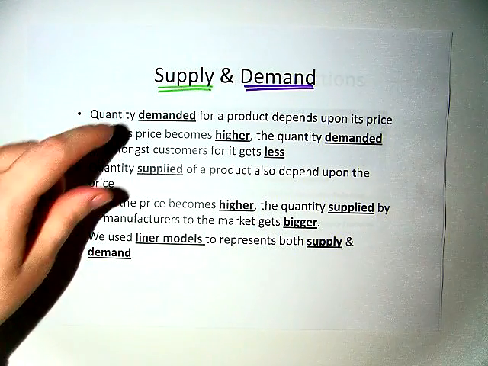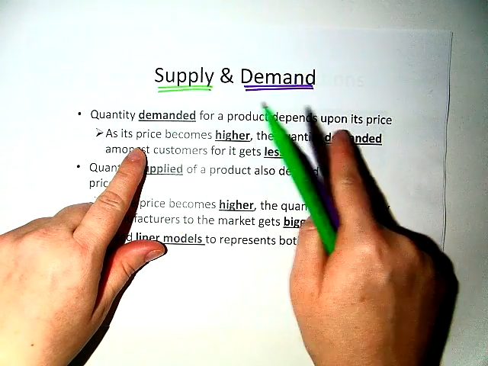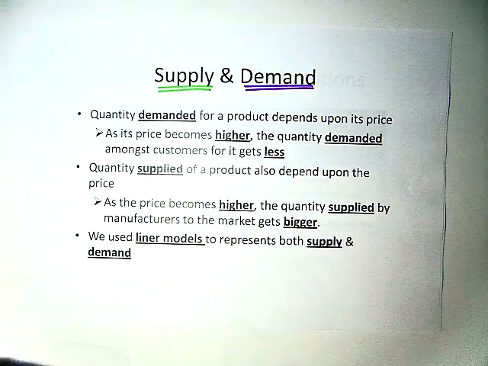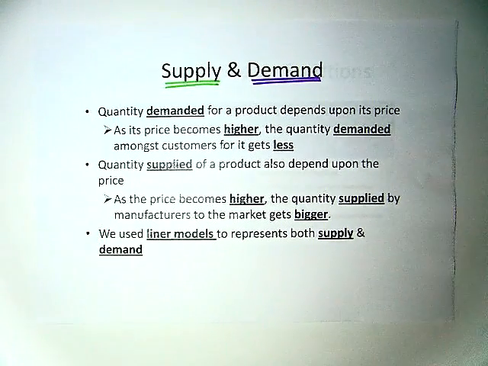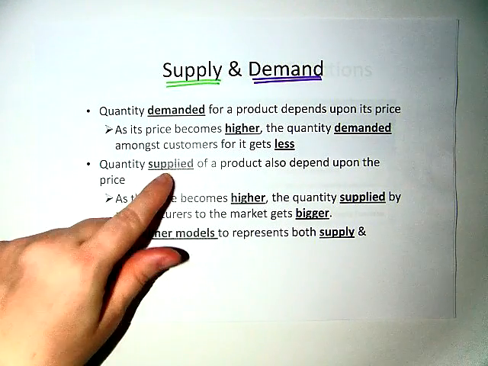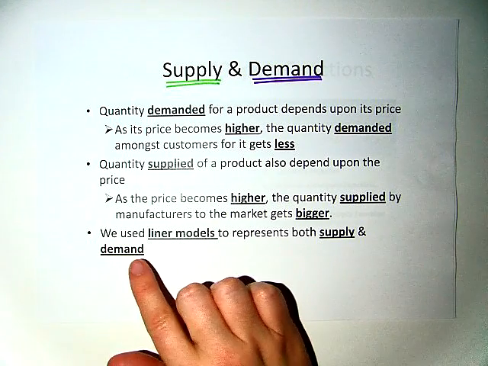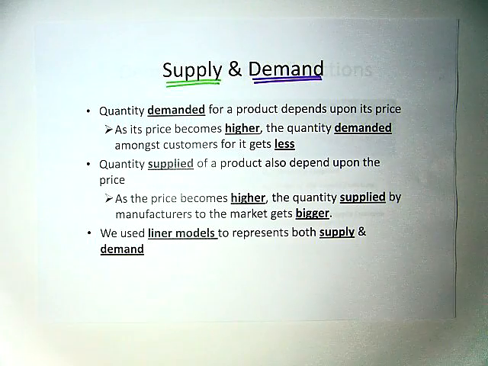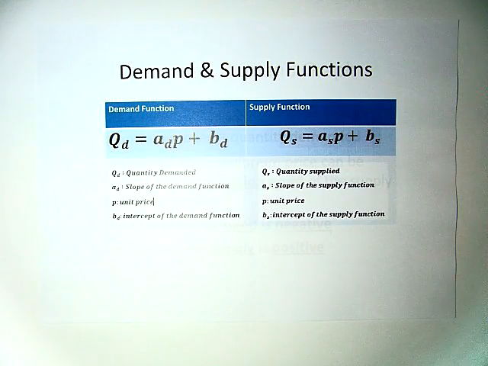For example, if you have demand for a product and the price becomes higher, the quantity demanded becomes less because fewer people can actually afford it. However, if you have more supplied, if you overflow the market, then more people are able to buy it. So we use linear models to represent both the supply and the demand. If you notice, these equations look very, very similar.